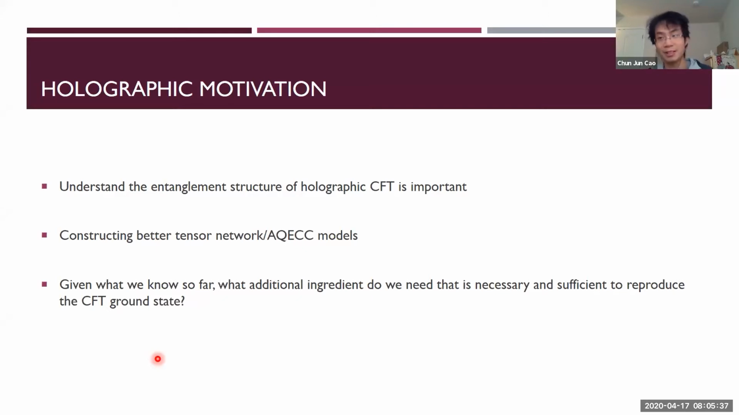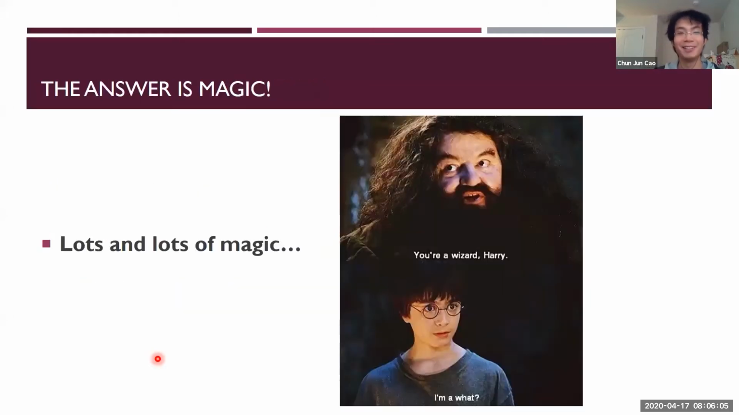Now the question is, we're here, right? We have these models that have some features, like producing the flat spectrum, rather than the one for a conformal field theory ground state. So what additional ingredient do we need that's both necessary and sufficient that will get us from where we are now to where we would like to be? The answer to that question is magic. You need a lot of magic to do that, and this is the focus of this talk, I would like to emphasize.